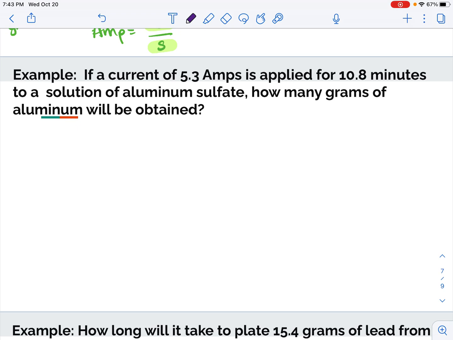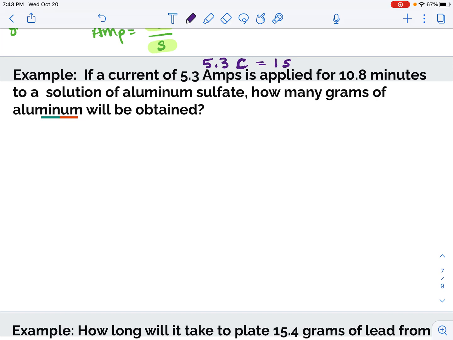So in this question, they're telling us a current of 5.3 amps. And the very first thing my brain says is if I know this current is 5.3 amps, then I know that in this case only, 5.3 coulombs equals 1 second, because 5.3 amps is the same as 5.3 coulombs per second. All right, so this is a really important way to interpret the question.